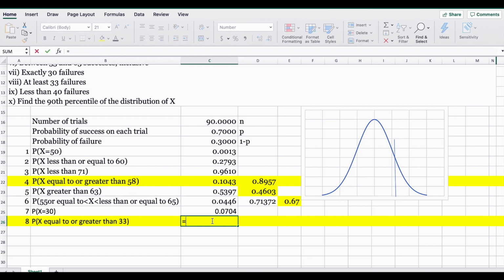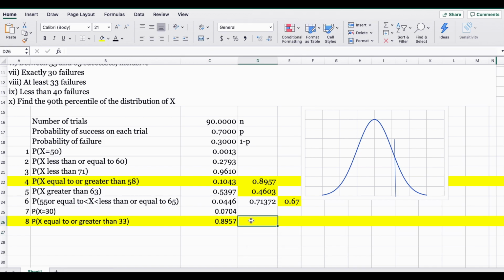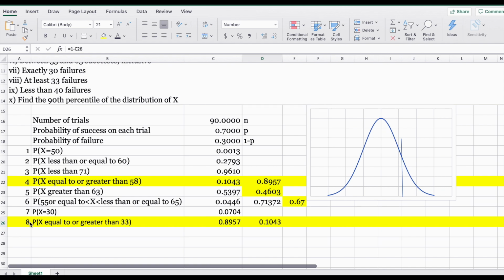So let's get started and find the binomial dist function. Let's type in 32. Number of trials is 90. Here, since we're looking at failures, we're going to type in 0.3. And again, this is your true statement. Now the second step is 1 minus 0.8957. So the probability of x equal to or greater than 33 failures is equals to 0.1043. Let's move on to question number 9.